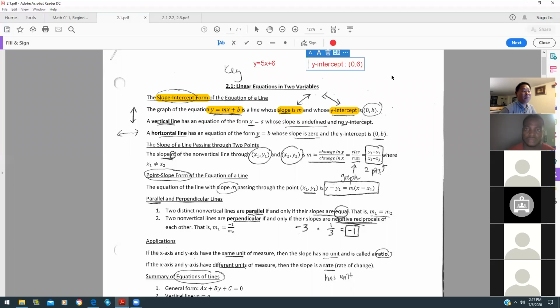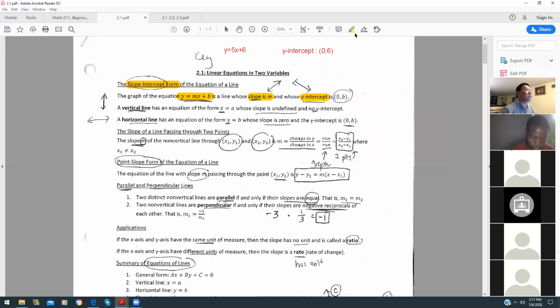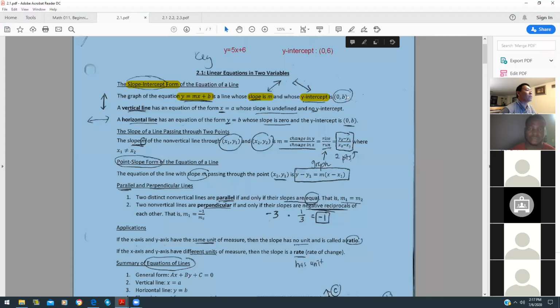You with me here? Okay, so this is something I want to point out to you. I will do the same thing in my test. If you give me 6, you won't get full points. You will get half a point. The reason is that all your y-intercepts are going to be written in coordinate form, not 6, not number form, okay?